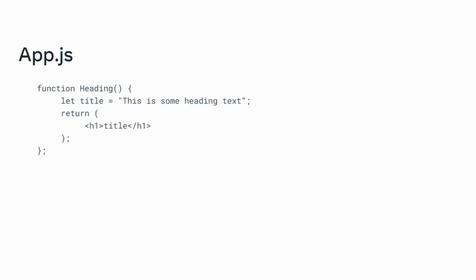Now you're ready to create the return statement of the function. Inside the parentheses of the return, insert a heading1 tag and inside it, place the variable named title. To make React evaluate the title variable, you need to place it inside curly brackets. If you didn't use curly brackets, you'd get the word title instead of "this is some heading text."